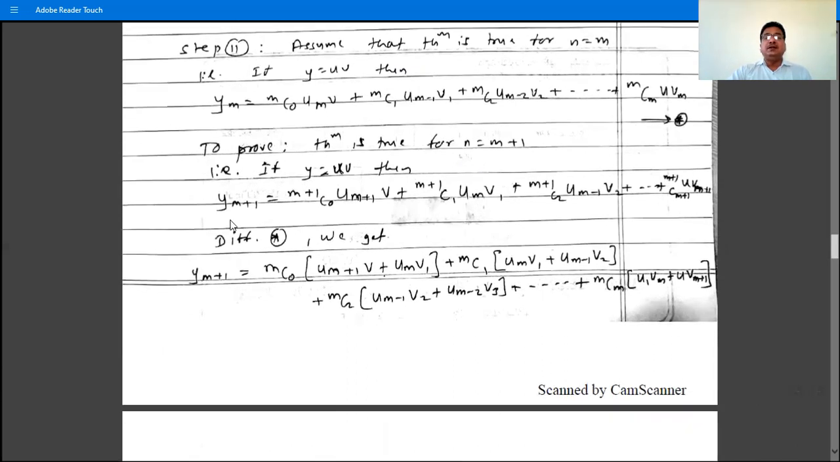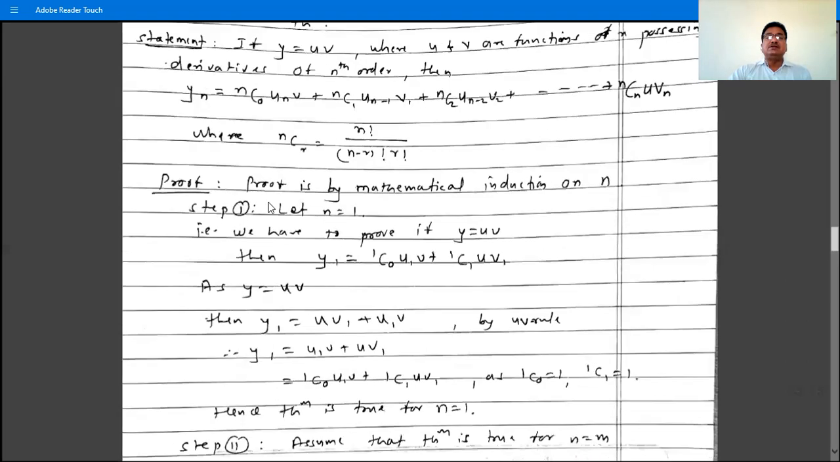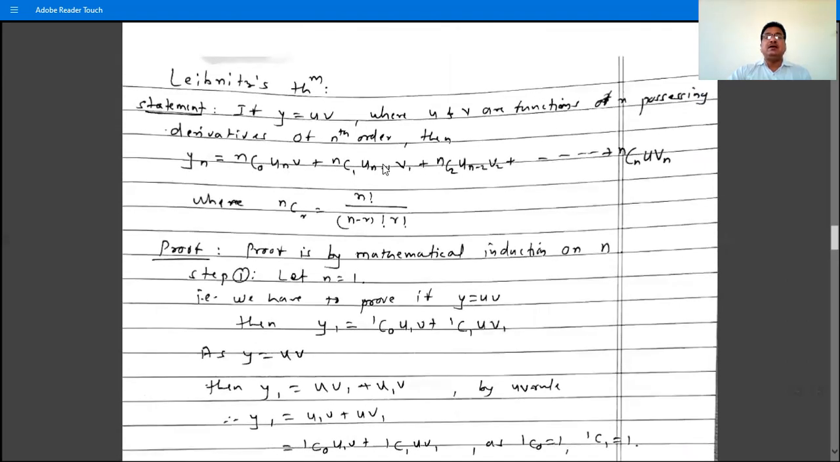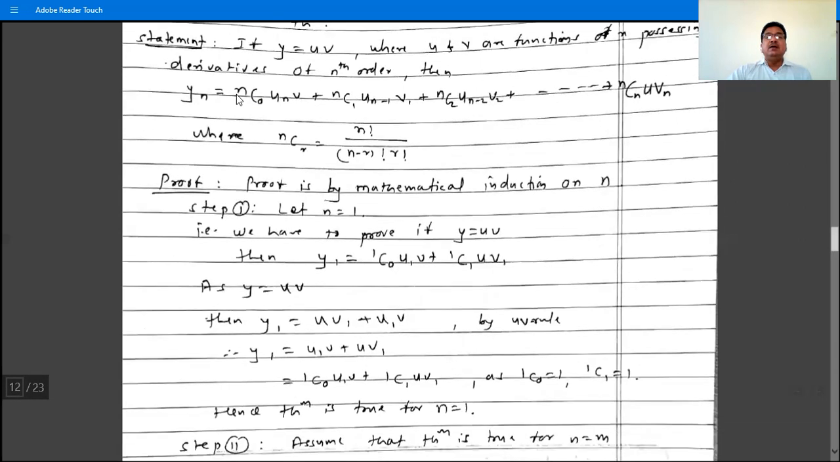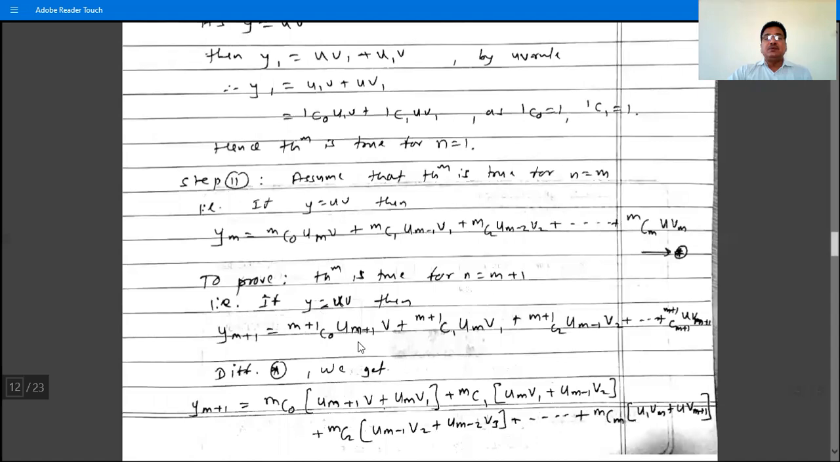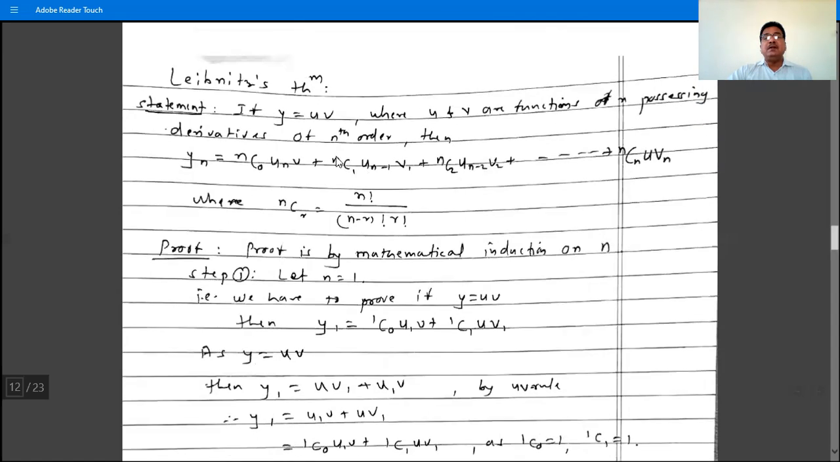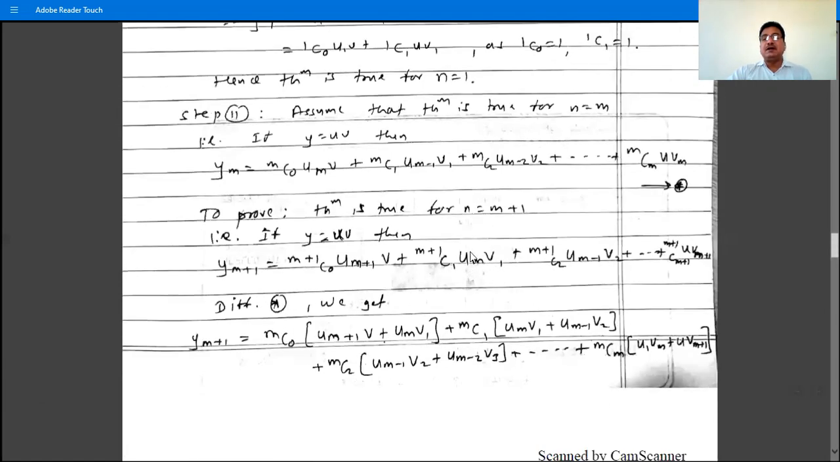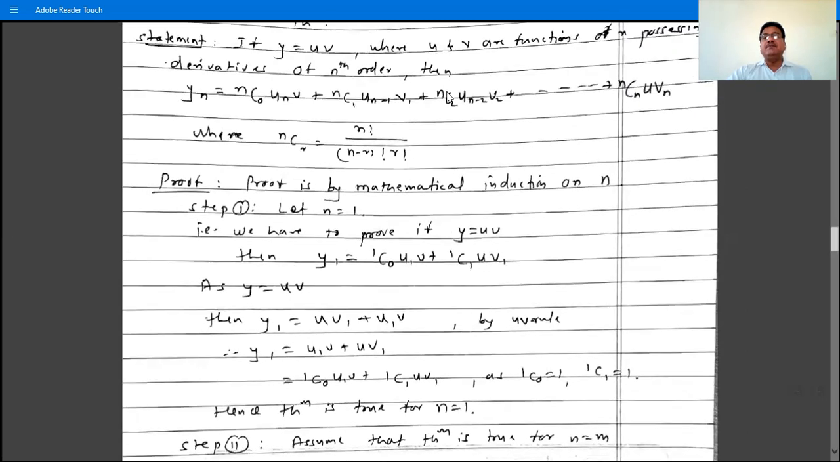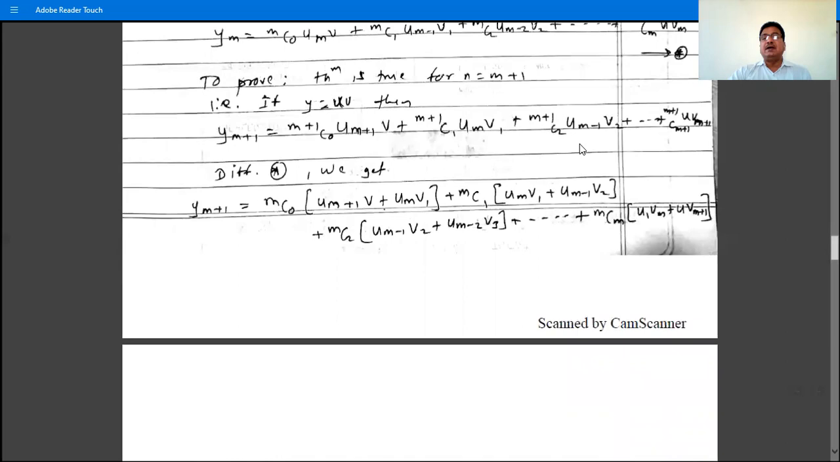If y is equal to u into v, then ym plus 1: substitute n in this theorem as m plus 1. So what do we have? (m plus 1)C0 um plus 1 v is the first term. Then (m plus 1)C1 um v1, since m plus 1 minus 1 is m, is the second term. Then, substituting n as m plus 1, (m plus 1)C2 um plus 1 minus 2, which means um minus 1 v2.